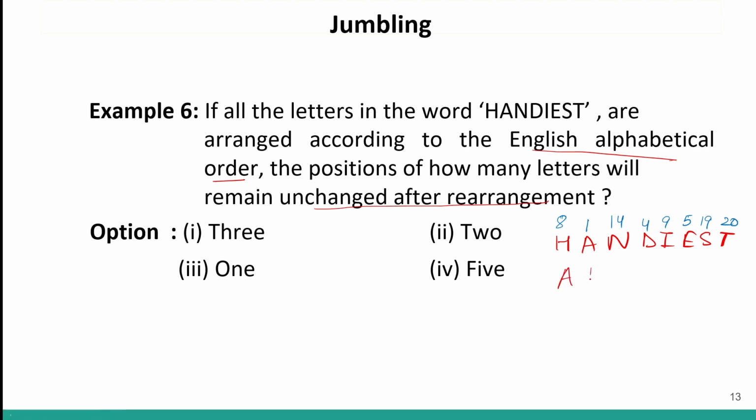So if I have to arrange them in alphabetical order, it will be A, then D, then E, then H, then I, then N, then S, and then T. So if I look at these two words, we have to find out how many letters are unchanged, the position of which have not changed. So over here, the position of I has not changed, the position of S has not changed, and similarly the position of T has not changed. So position of 3 letters have not changed. So our answer will be option number 1, 3. Okay.